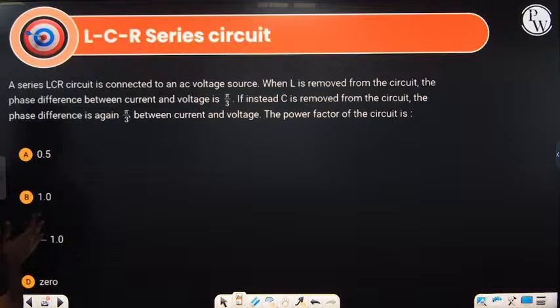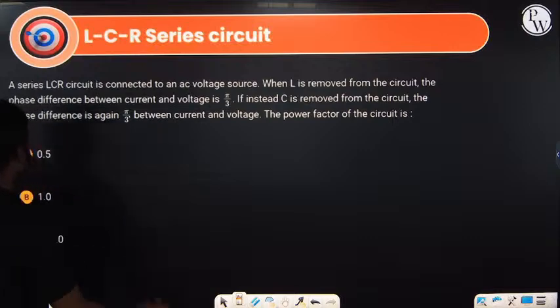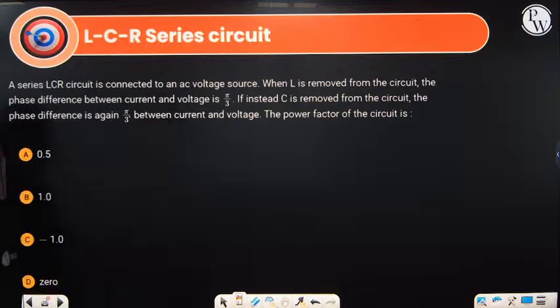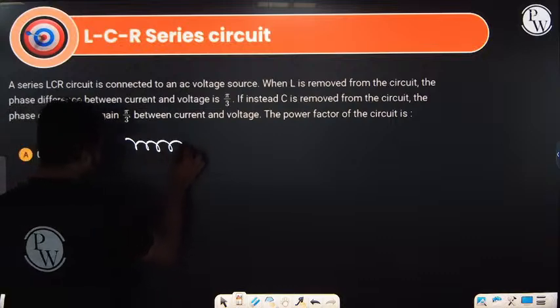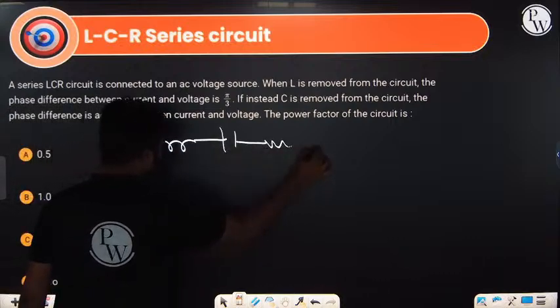A series LCR circuit is connected to an AC voltage source. When L is removed from the circuit, the phase difference between the current and voltage is pi by 3. If C is removed from the circuit, so here we have the LCR circuit.